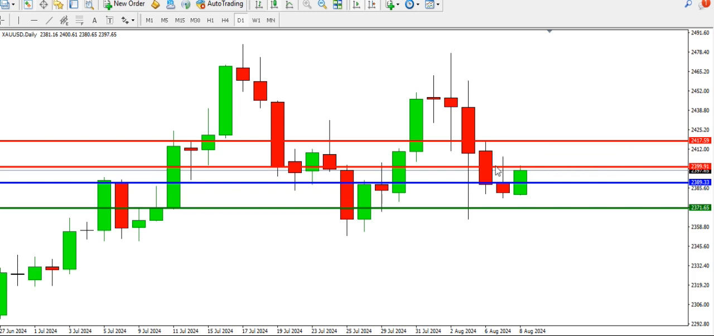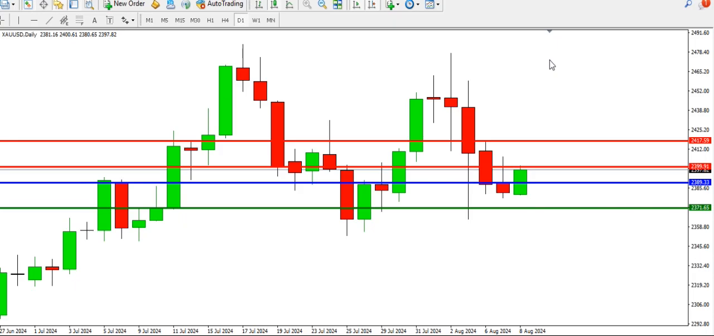We are looking at a morning star pattern here, formation of a morning star candlestick pattern, and if price closes anywhere around this region, if the daily price closes anywhere around this region, I expect gold price to continue to go back up.